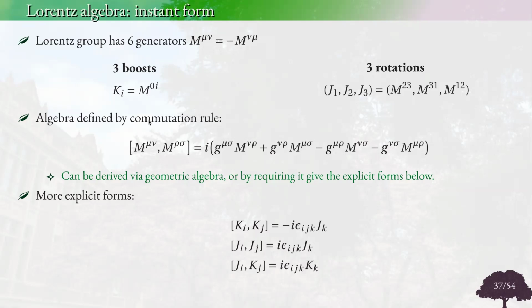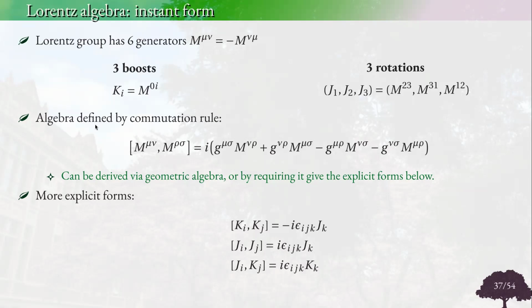Your boosts are equal to the M 0 i uppers. You have to be careful with all this raising and lowering and exchanging indices because you get minus signs. I actually made a bunch of mistakes in the process of preparing these slides. It's very easy to make sign mistakes if you're not careful. And for your rotations, a rotation around the x-axis is a rotation of the y and z axes into each other. So J1 is M23, and similarly for the other rotation generators.